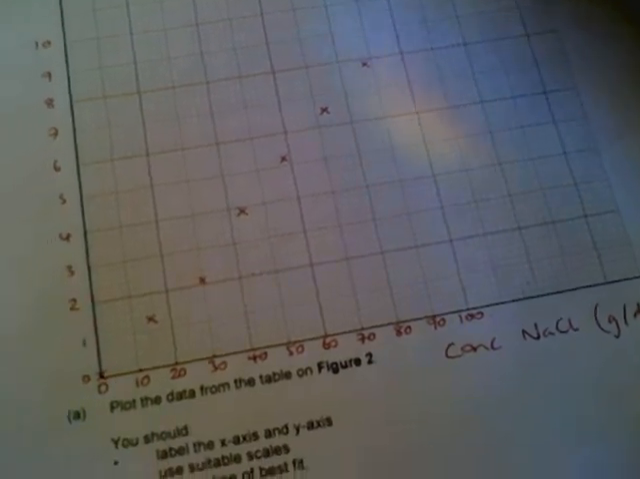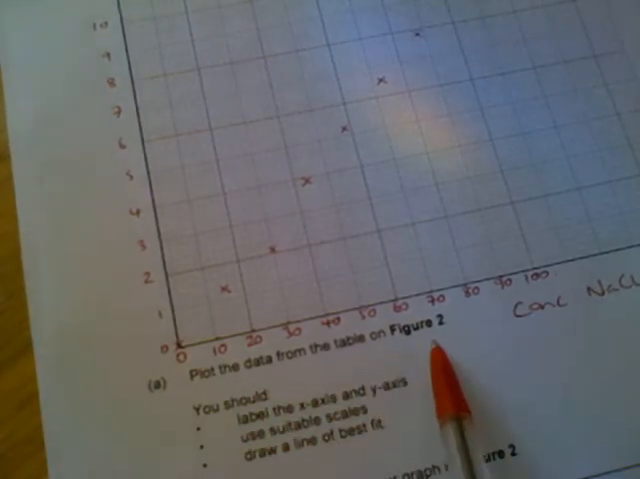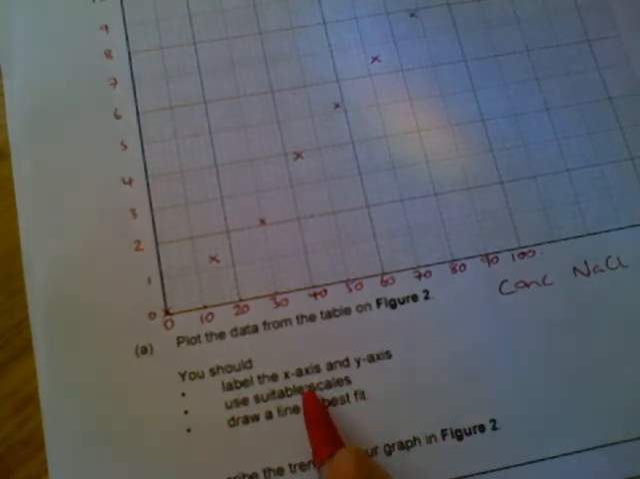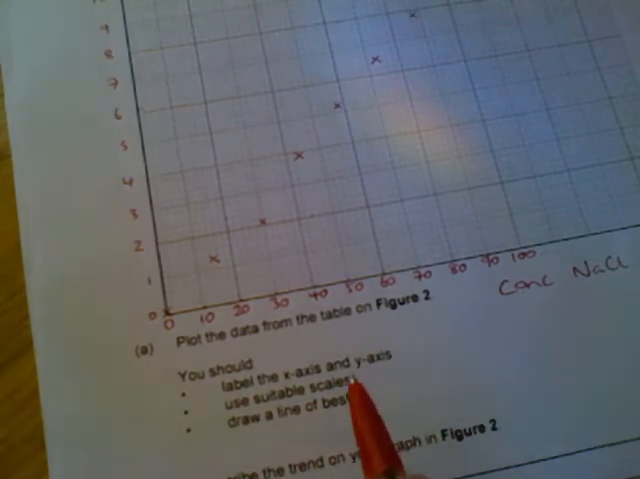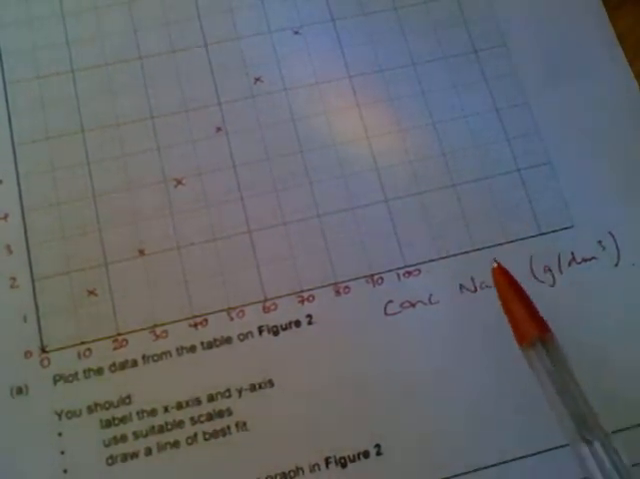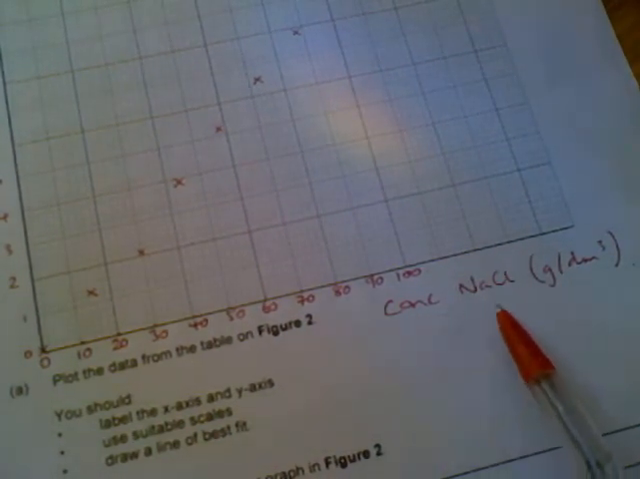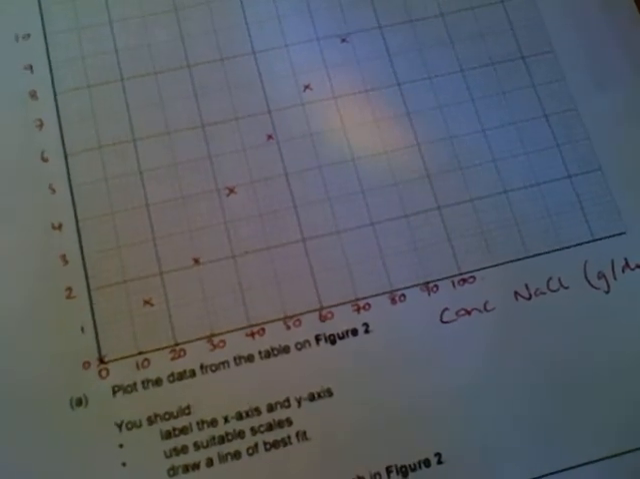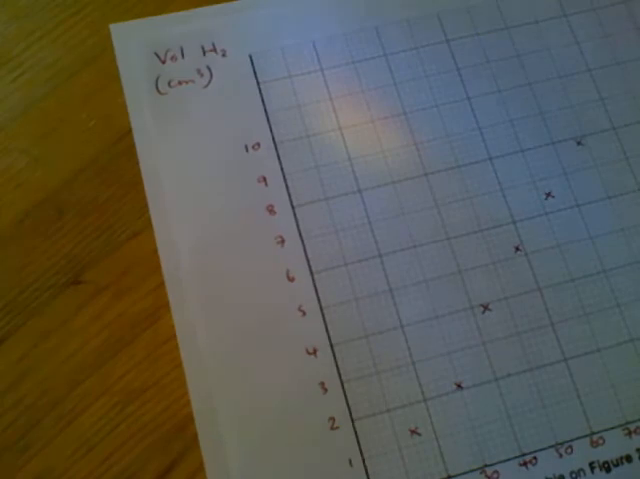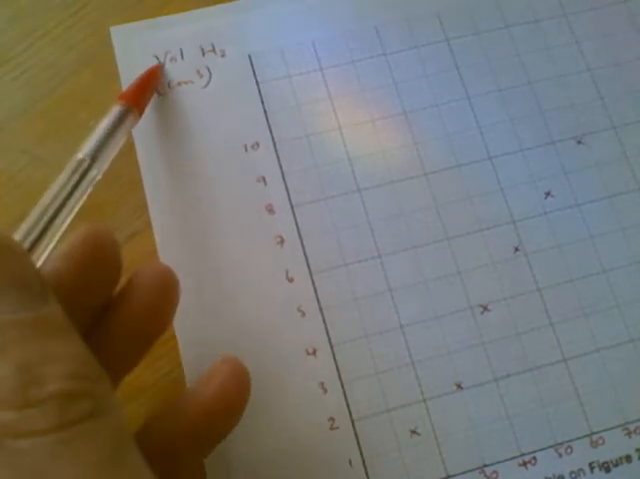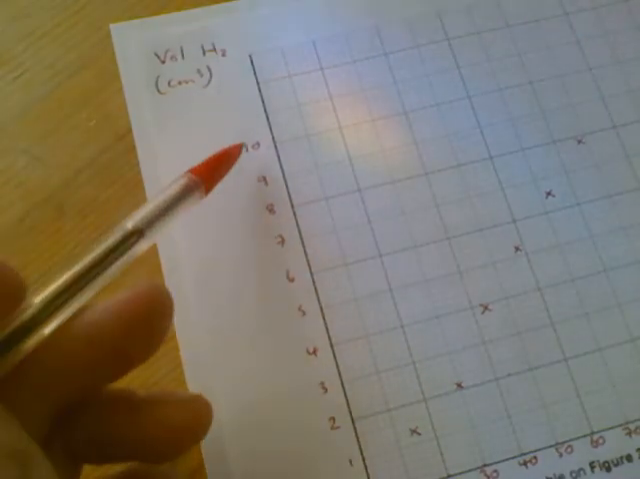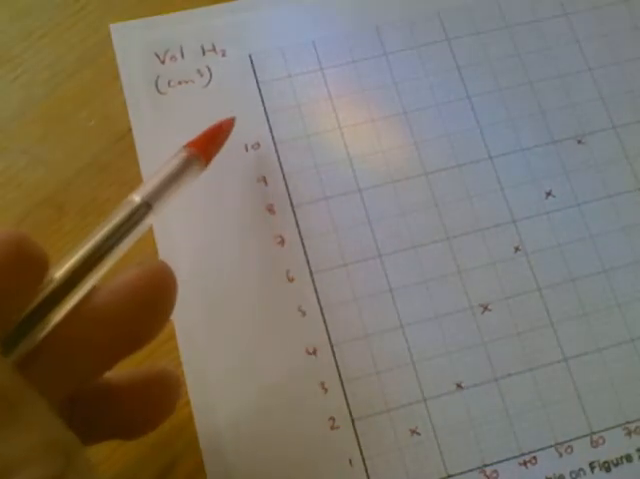Then they ask us to plot the data from the table on figure 2. So we've got to make sure we label the axis, both X and Y. Well, I've done that here. Independent variable goes on the bottom. So that's the concentration of sodium chloride and the units, okay? And the volume of hydrogen gas in centimeters cubed goes vertically, up that way, because that's the dependent variable.